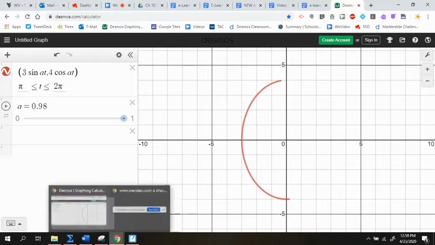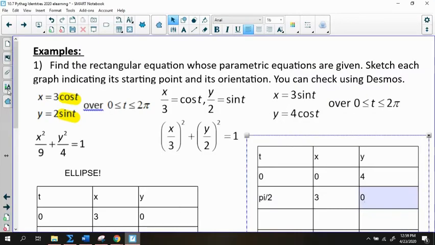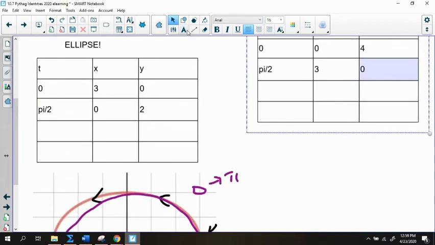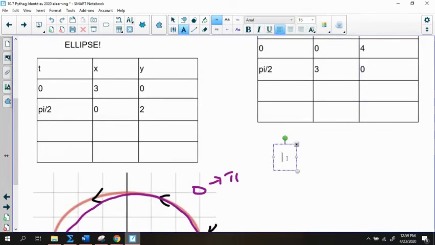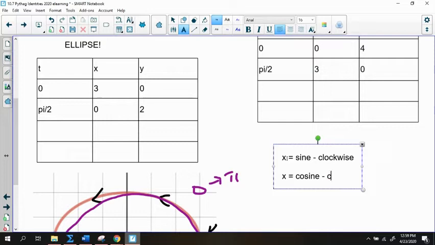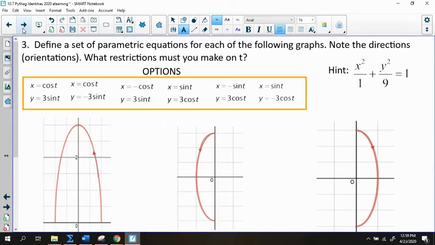I'm going to come back over here and just type up a couple extra things that I said. So we said when x was equal to the sine values, this thing went clockwise. And when x is equal to the cosine values, then it goes counterclockwise. All right, next.